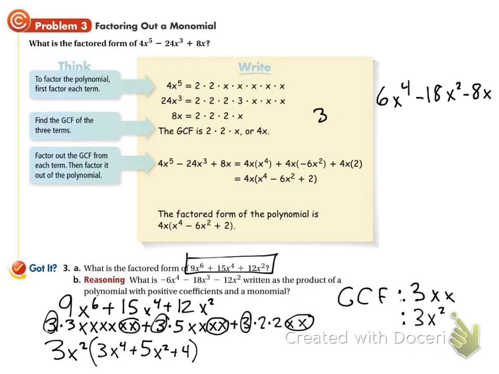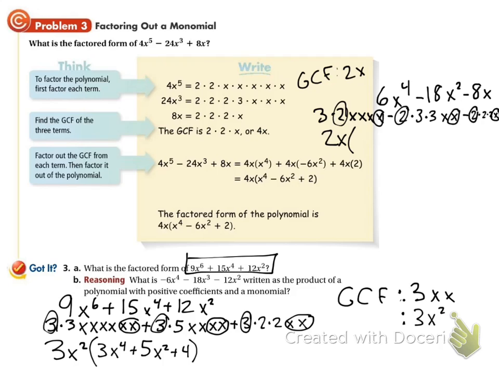6 is the same thing as 3 times 2 with 4 x's. 1, 2, 3, 4. Minus 18 is 2 times 9. But 9's not prime, so I gotta split that up into 3 times 3. I've got 2 x's there. Minus, and 8 is 2 times 4, but 4 is not prime, so I'm going to change that 4 into 2 times 2, and we've got an x at the end. So I can take a 2 from everything, and I can take 1x from everything. So my greatest common factor is 2x, so that's what goes up front.